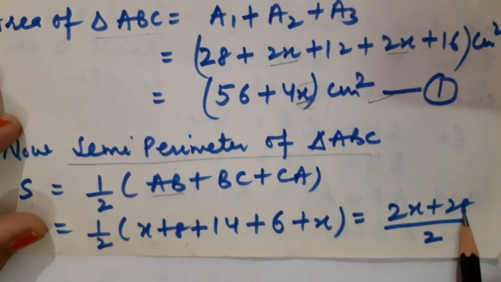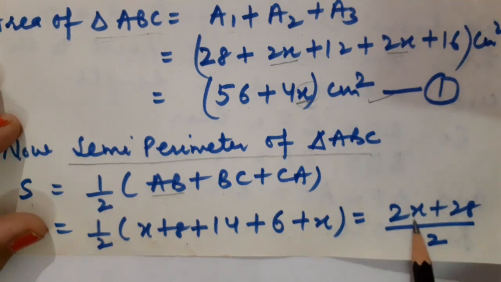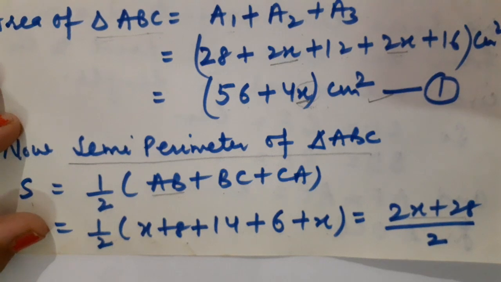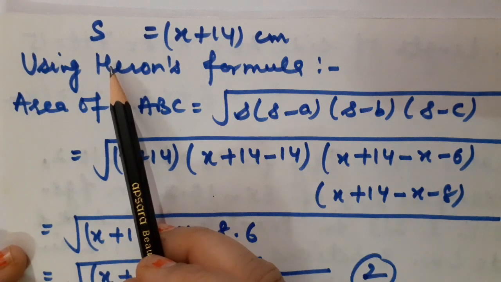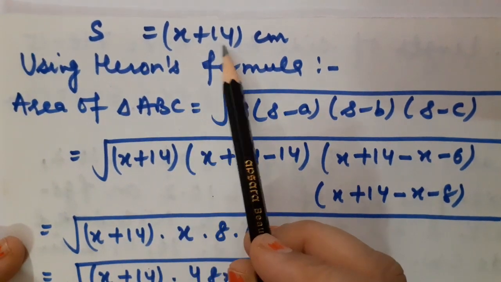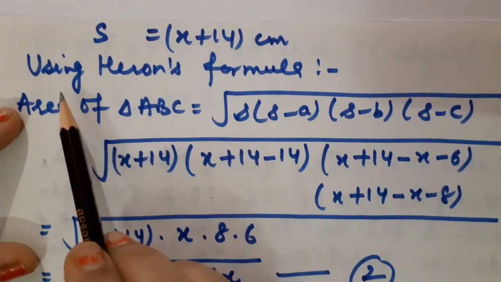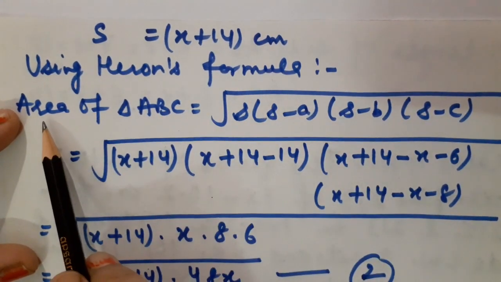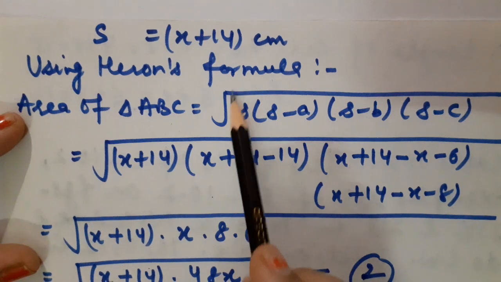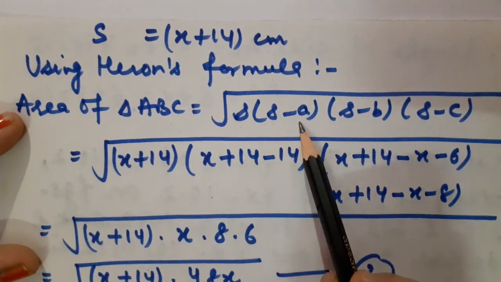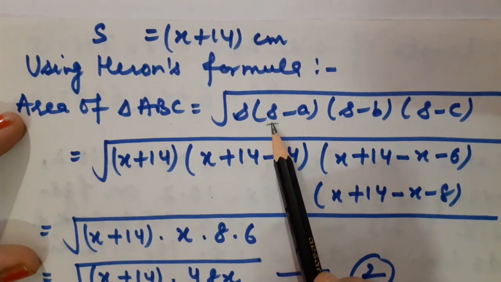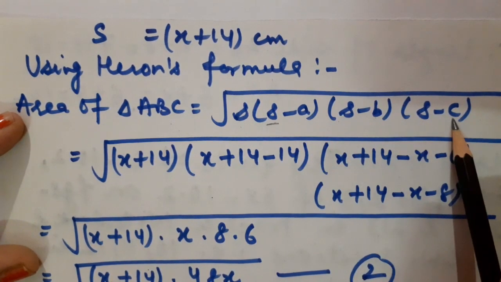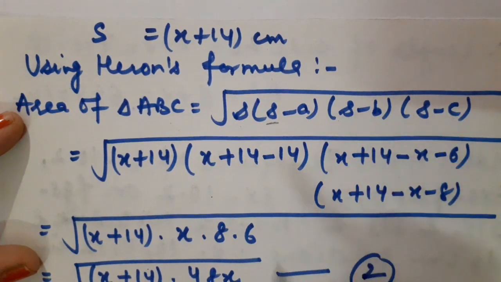Can I take 2 as common? So children, 2 and 2 will be cancelled, and I am going to get x plus 14 as the semi-perimeter of the triangle ABC. So children, S, the semi-perimeter of triangle ABC, is equal to x plus 14 centimeter. Okay. Now let us recall Heron's formula. Area of triangle ABC is equal to whole under root S into S minus A into S minus B into S minus C. Here S is the semi-perimeter and A, B, C are the lengths of the sides of the triangle ABC.